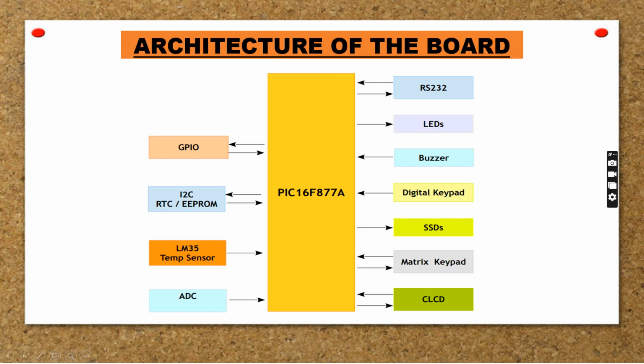Let's know the architecture of the PIC16F877A microcontroller board. It encompasses various components and peripherals integrated into the system. They are general purpose input-output pins, I2C, which typically consists of real-time clock and EEPROM, LM35 temperature sensor, analog to digital converter, 7-segment display, RS232, character LCD, light emitting diode, buzzer, digital keyboard, and matrix keypad.